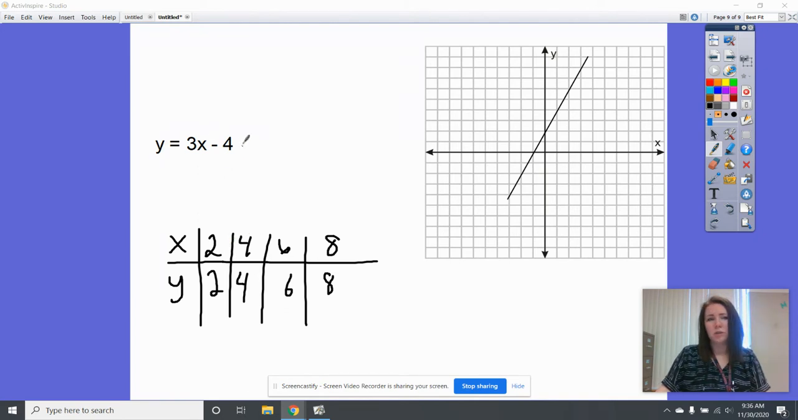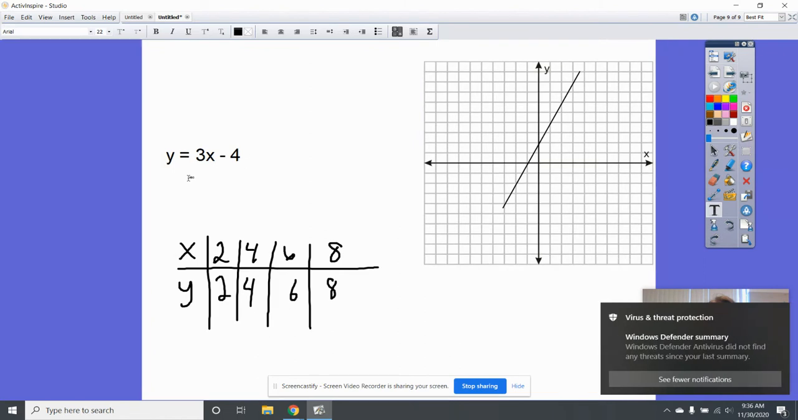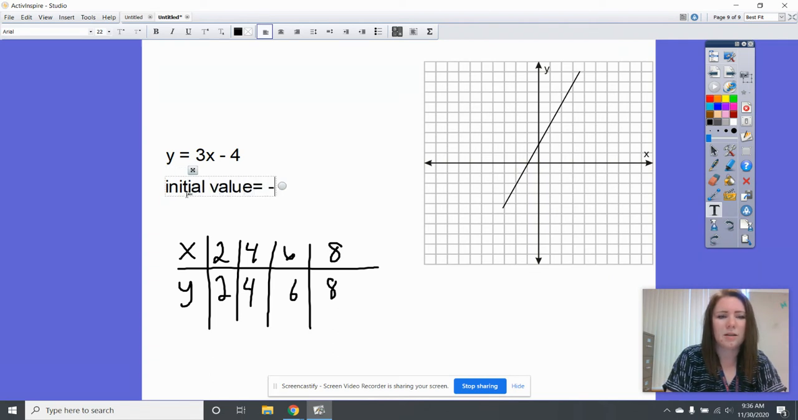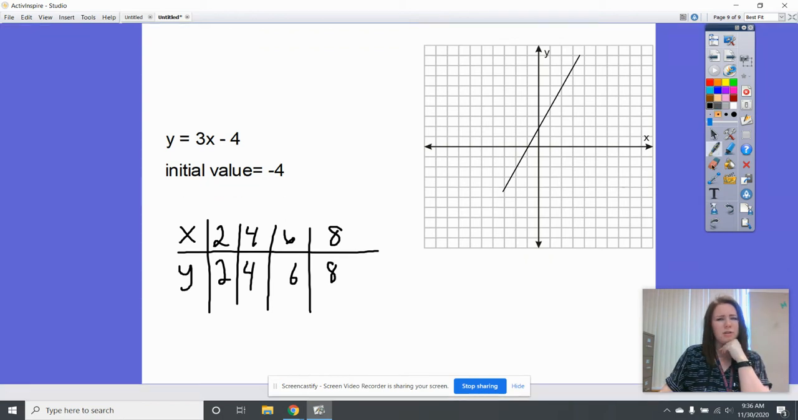So the equation is really easy. The initial value is -4. So I don't know, maybe I'll type that out. Here, let's get rid of that. Initial value is -4. And then now down here, we don't actually know the initial value.